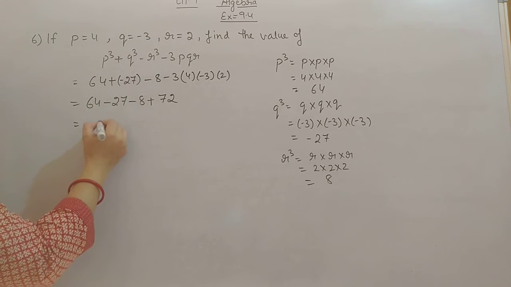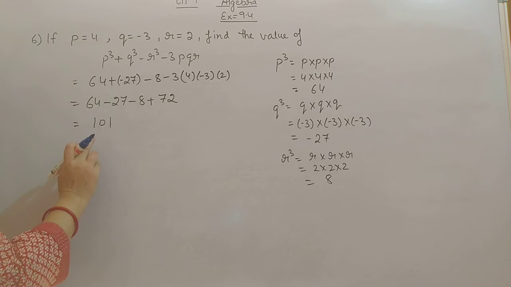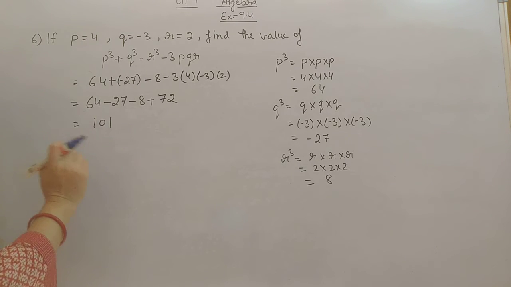Simplify these numbers, then you will get 101. In the book for this also the answer is wrong. It is given 11 in the book, but the answer is 101.